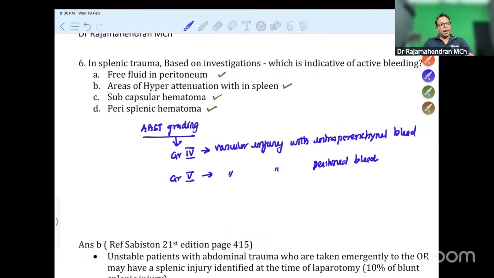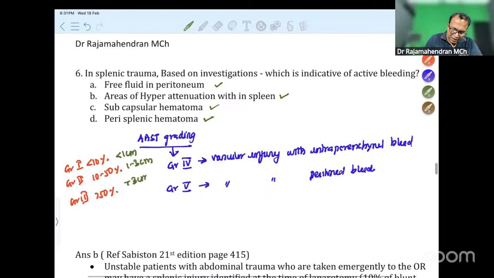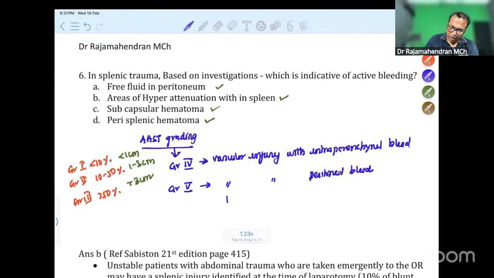This is a new update apart from the routine things. I hope you know what is grade 1, grade 2, grade 3. So less than 10% hematoma, 10 to 50% hematoma, more than 50% subcapsular hematoma, laceration less than 1 centimeter, 1 to 3 centimeter laceration, more than 3 centimeter laceration. These are common points. But extra point, grade 4 is now having a vascular injury with an intraparenchymal bleed. Grade 5 is shattered spleen or bleeding into the peritoneal cavity.